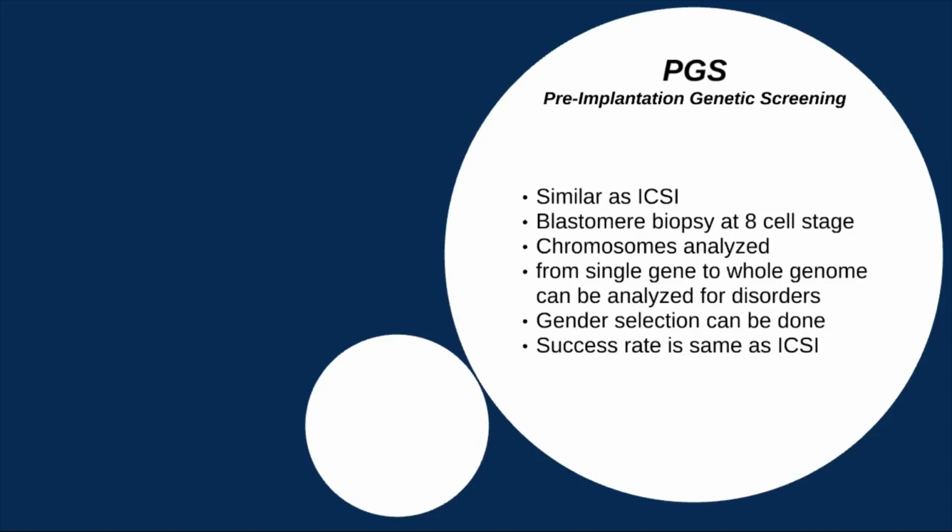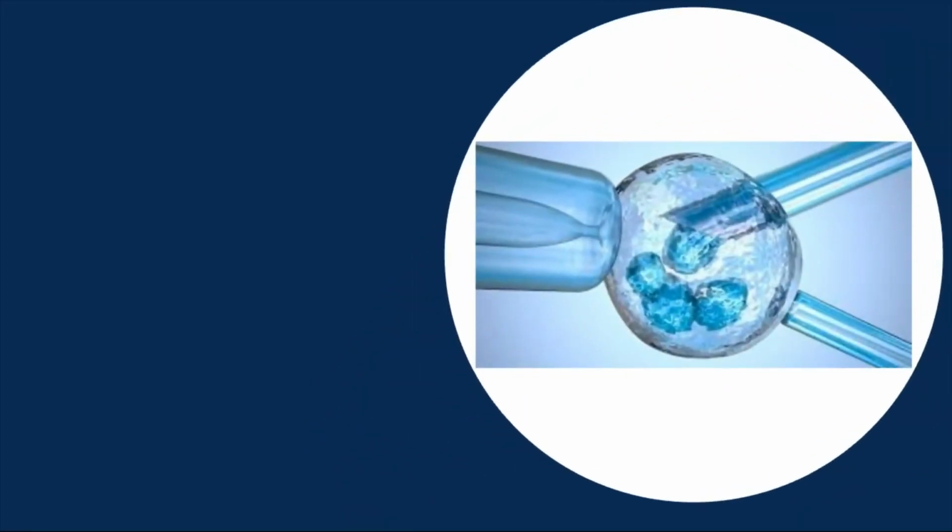Gender selection can also be done by PGS in Pakistan. Most of the couples are approaching ART centers for gender selection or family balancing. They have females and want a male, or they have females and want a female. Success rate is almost the same as ICSI, and this is how we take the blastomere biopsy.